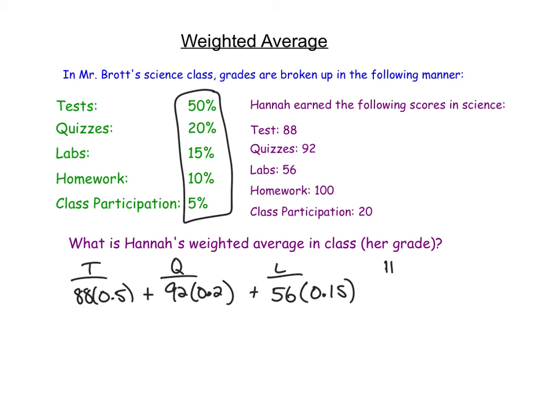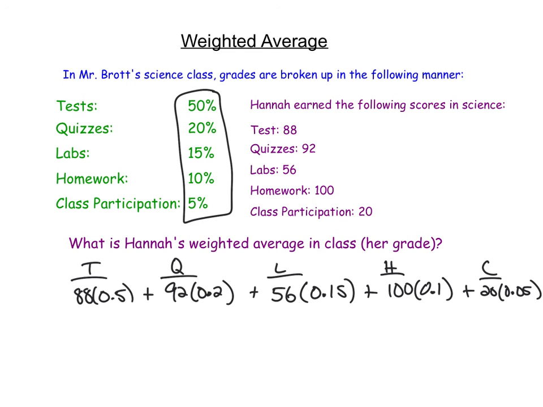The homework, she got in every day. She's a good little student. She got 100%. Unfortunately, that's only 10% of her grade, so 0.1. And then the class participation, we'll call that C. She didn't participate much. She was really shy, but it didn't hurt because it's only 5%, so 0.05. And with this one, you add them all up, and that's going to be your answer, but you don't have to worry about dividing by how many there are, because basically you're dividing it by 100%, which is just 1.